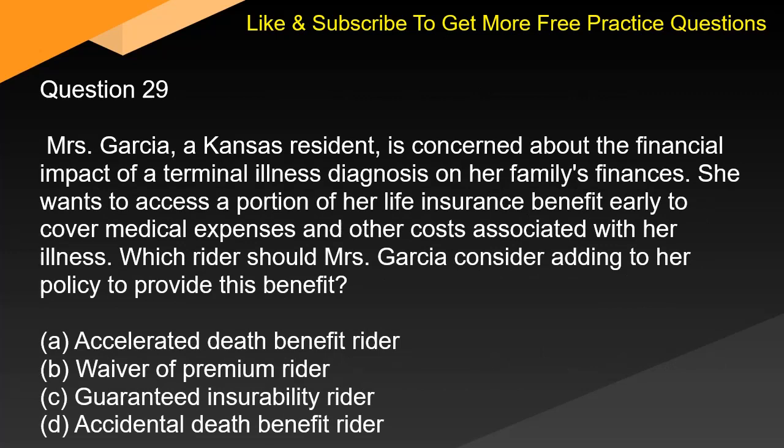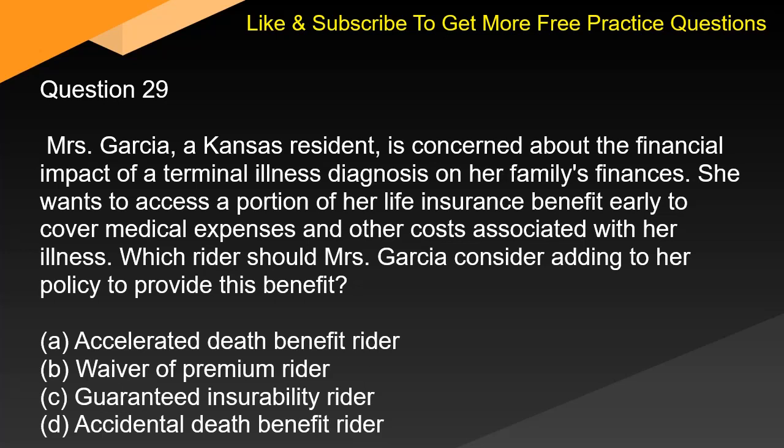Question 29. Mrs. Garcia, a Kansas resident, is concerned about the financial impact of a terminal illness diagnosis on her family's finances. She wants to access a portion of her life insurance benefit early to cover medical expenses and other costs associated with her illness. Which rider should Mrs. Garcia consider adding to her policy to provide this benefit?